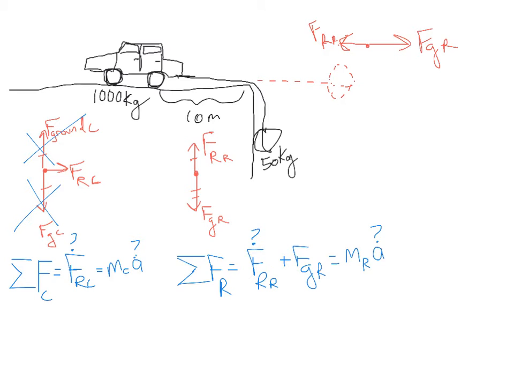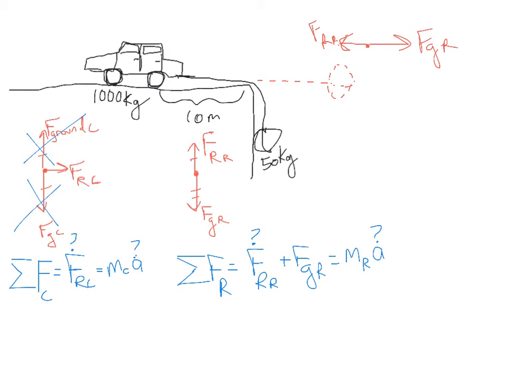No. And here's the thing, I want you to think about this. The rope is the mechanism by which the car is pulling on the rock, and the rock is pulling on the car. Did you hear what I just said? The rope is just the mechanism by which the car is pulling on the rock, and the rock is pulling on the car. Think about this. Force of car on rock. Force of rock on car.